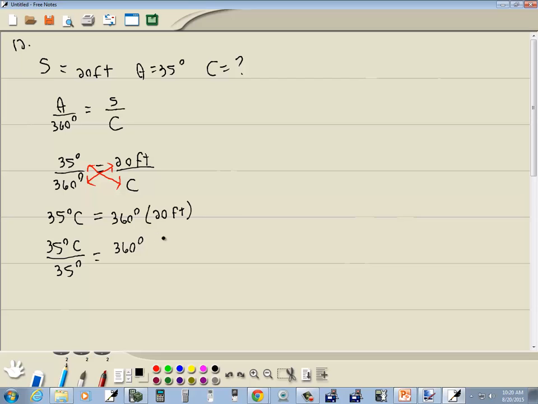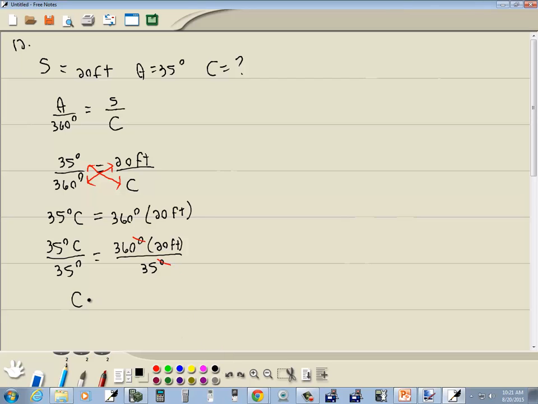And we got 360 degrees times 20 feet over 35 degrees. Nice part about units of measure is if you keep them in the problem and you keep your mathematical principles correct, they'll cancel each other out, and then it'll give you the appropriate measure at the end. This degrees here cancels this degrees.